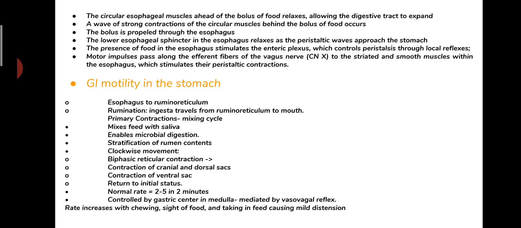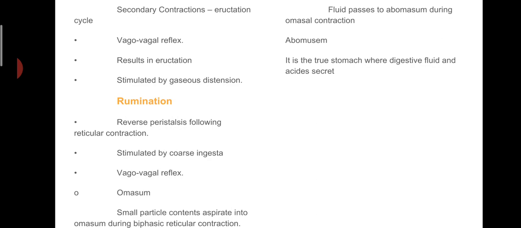Rate increases with the sight of food and taking in feed, causing mild distension. So, secondary contraction mediated by the vagovagal reflex results in eructation stimulated by the distension. Rumination is reverse peristalsis following reticular contraction, stimulated by coarse ingesta, mediated by the vagovagal reflex. Omasum: small particles of contents are aspirated into the omasum during biphasic reticular contraction. Fluid passes to the abomasum during omasal contraction. Abomasum is the true stomach where digestive fluid and acid are secreted.